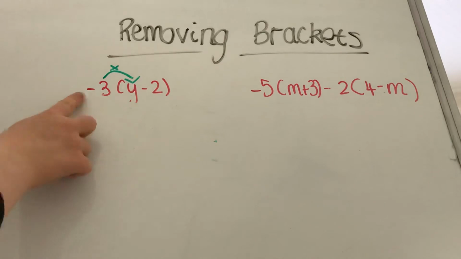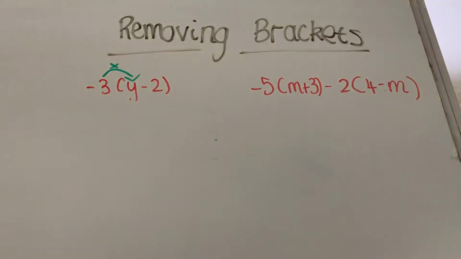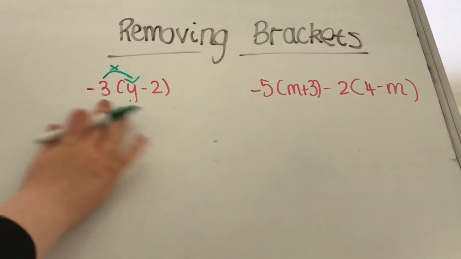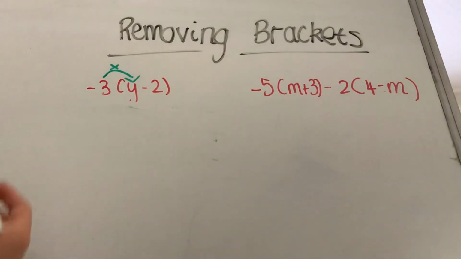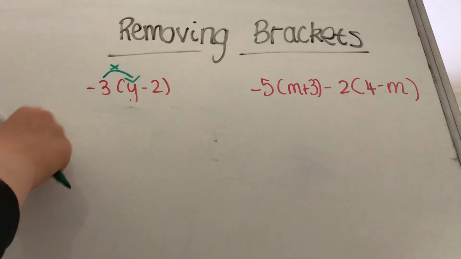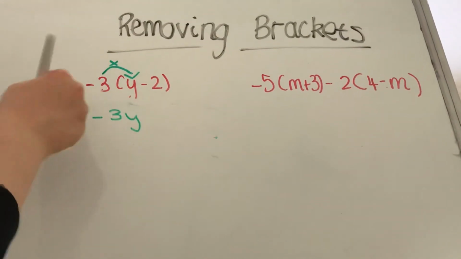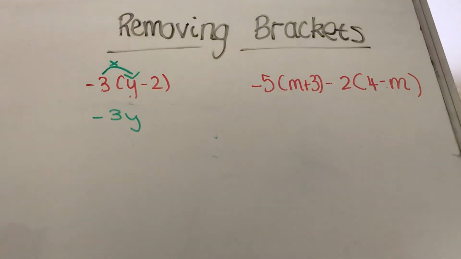Okay, so what we've got here is a negative times a positive, the -3 times by the positive y. How do we know it's positive y? Because there's no sign in front of it, which means it's positive. So we're doing a negative times by a positive, so that is going to give us -3y. So basically we just put a y on the end in this case because it's a positive and a negative, which means it's going to stay negative. So it's going to be -3y because -3 times y equals -3y.